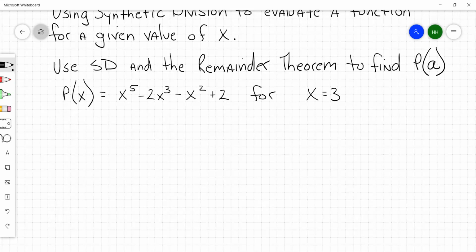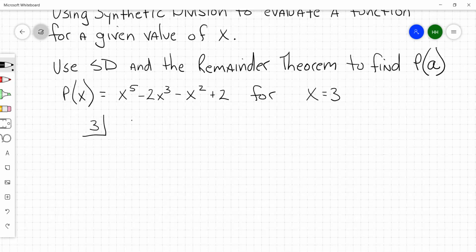So you can just plug the 3 in if you want to, or you can use this synthetic division and the remainder theorem. Now, when you're doing this, you just take this value, the exact value, and it goes right here. All right? Don't write the opposite. When you're evaluating for an x value or a p value or any value, you use this exact 3 right here. Now, bring down your coefficients.